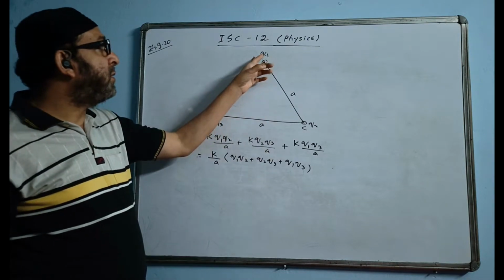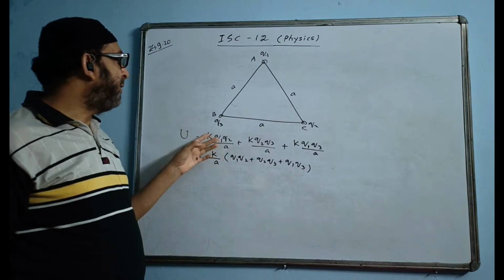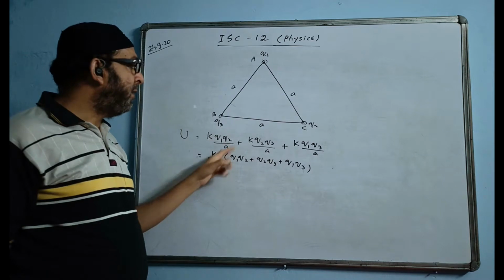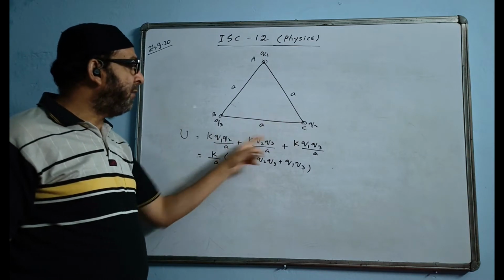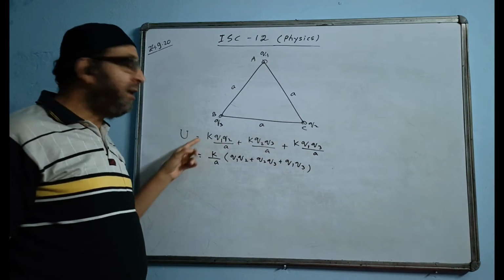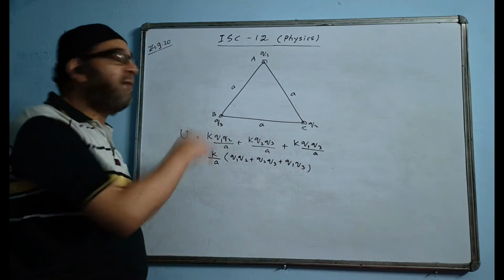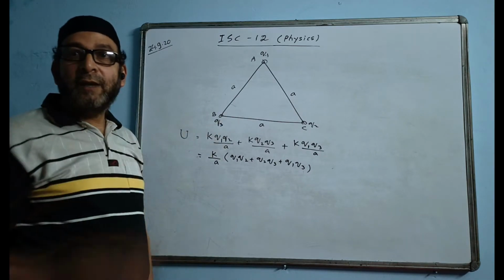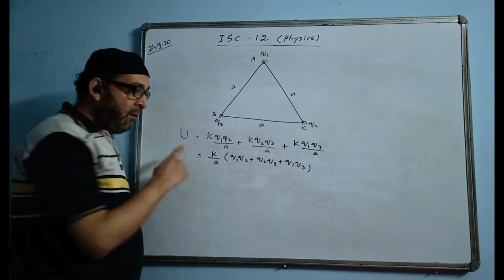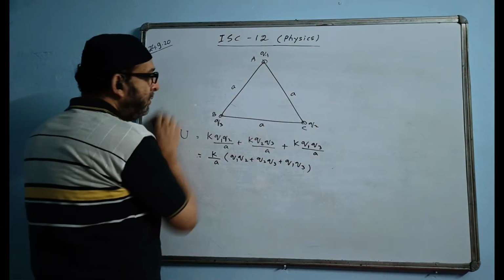If all the charges are equal, suppose Q, Q, Q and the distances are also the same, the answer will come as K Q1 Q2, that is Q, Q becomes Q squared by A. Again K, this also will be the same, K Q squared by A, K Q squared by A. We can directly write the answer as 3K Q squared by A. And if the value of Q is given and the A value is given, we can put those values and calculate the answer in numerical form. So this type of question is also important.